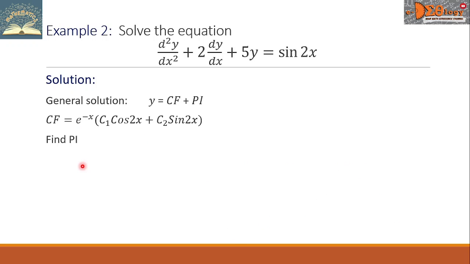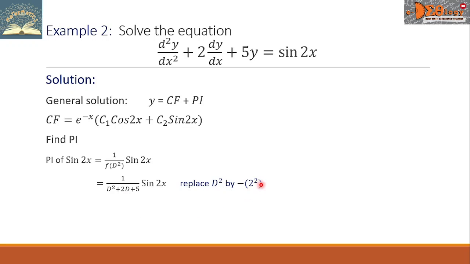Then let us find the PI. For the PI of sine 2x, the formula is 1 over f of D squared times sine 2x. Let us use the operators, and we have the denominator here to be D squared plus 2D plus 5. Then we replace D squared by the negative of 2 squared. Take note, our a here is 2.